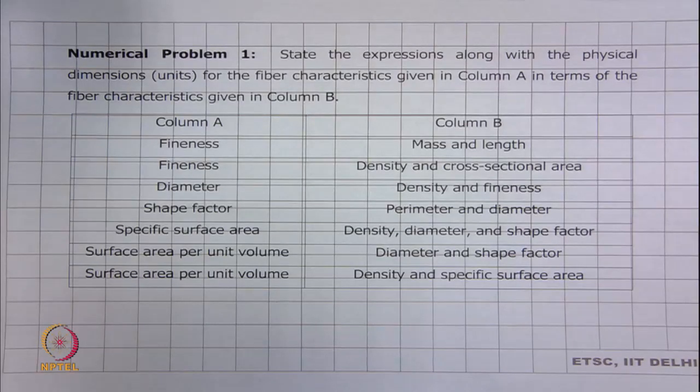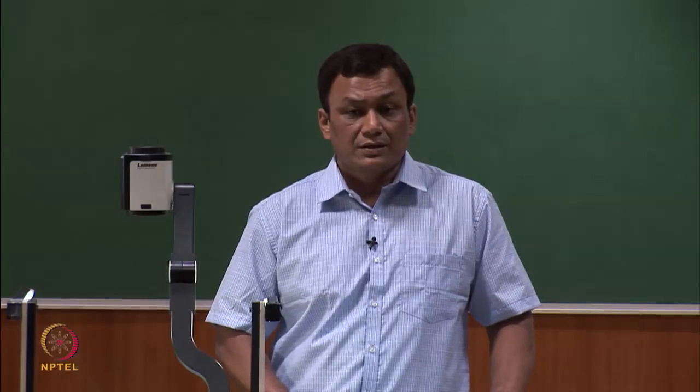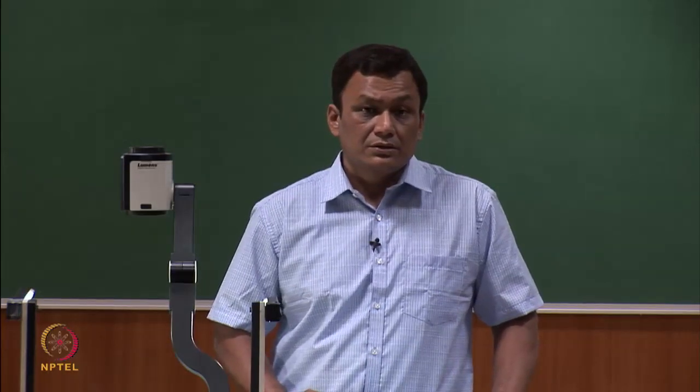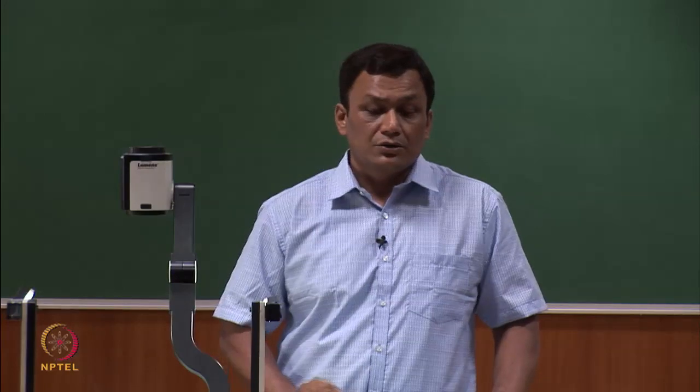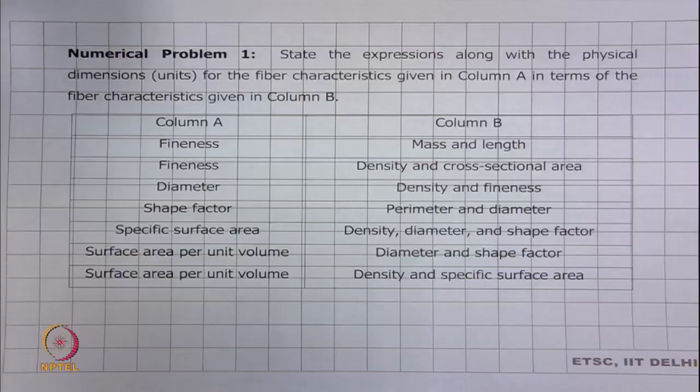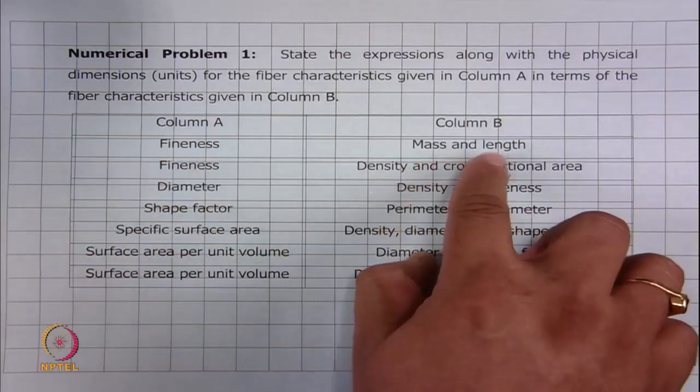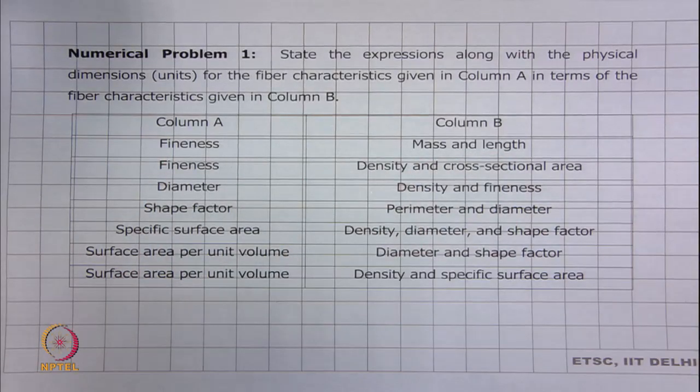So, this exercise is given to help you to write the correct expressions in terms of units. No doubt, it is a very simple exercise. However, even in very simple things we sometimes make mistakes. So, what is the first one, fineness? You have to express fineness in terms of mass and length along with suitable dimensions.